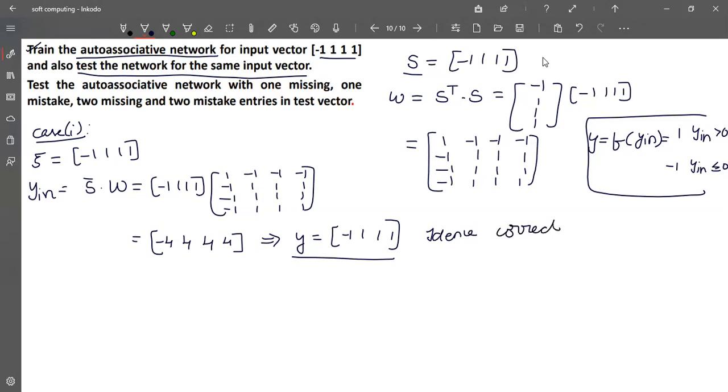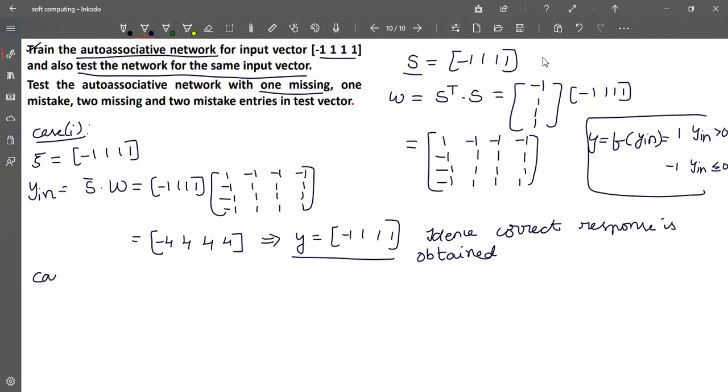Hence, the correct response is obtained. So if we test with the same input vector, we have obtained the correct response. Now let's see how to test the auto-associative network with one missing value. So now let's test our network with one missing value.